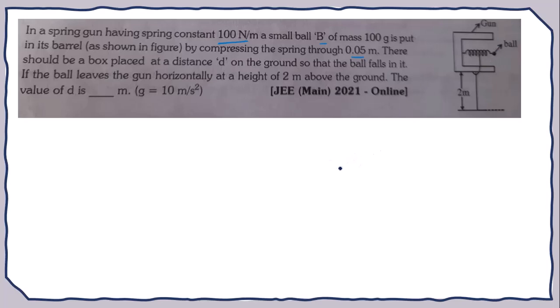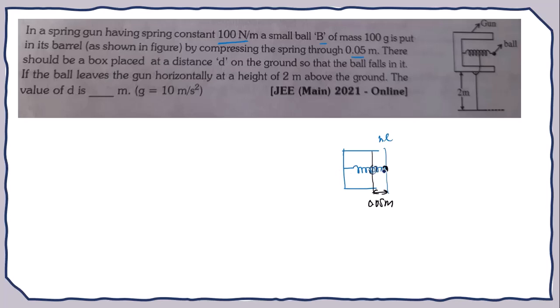So what is the situation? Situation is like this here. This is the box inside which the spring is there. Let us say this is the natural length of the spring. Once I push the spring by a distance of 0.05 meter, that means the ball is over here.